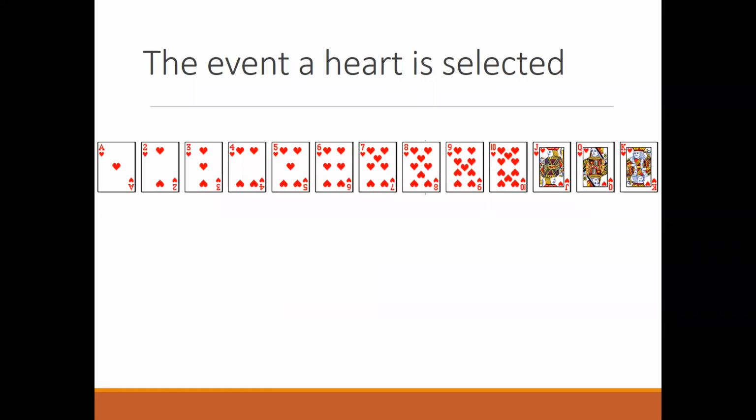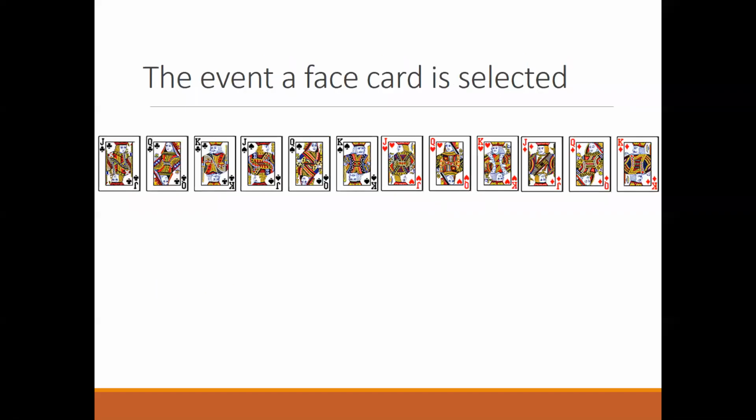Now, the event a heart is selected. How many cards do we have for hearts? 13. So 13 by 52, or 1 by 4. That is the answer. So this is looking easy.